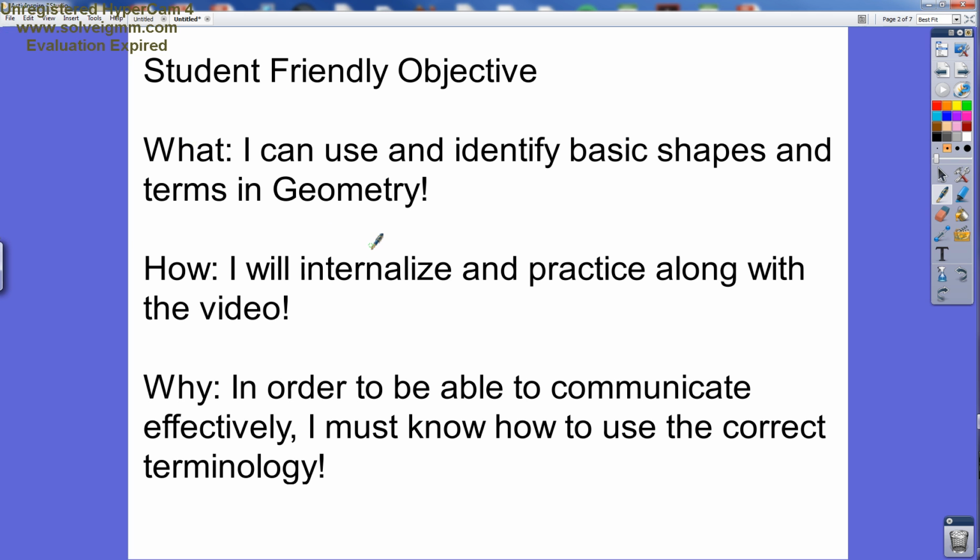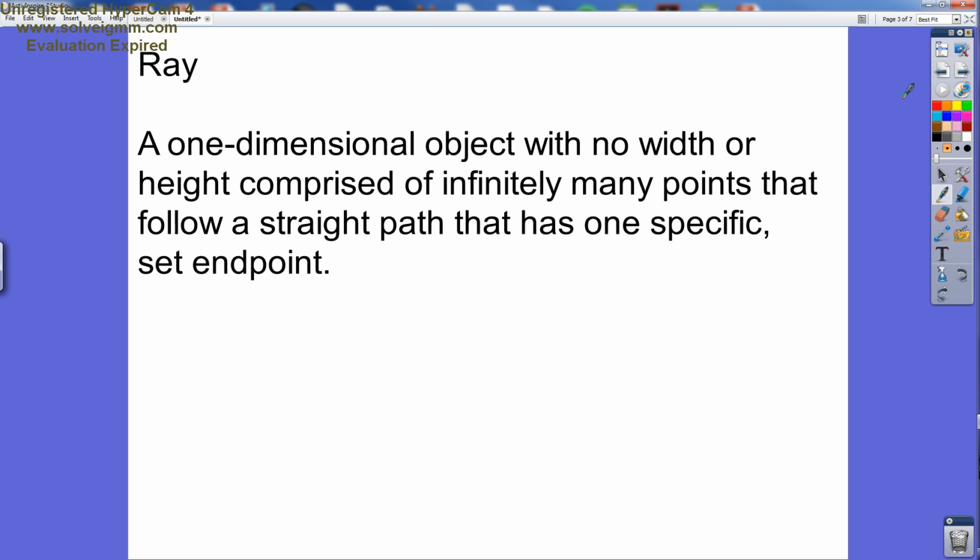There's going to be at the end plenty of other options for you to choose, and please feel free to play along with it and see how it feels. And then why? Remember that in order to be able to communicate, we need to know what the words mean and how to use them and talk about them. So let's begin here talking about ray.